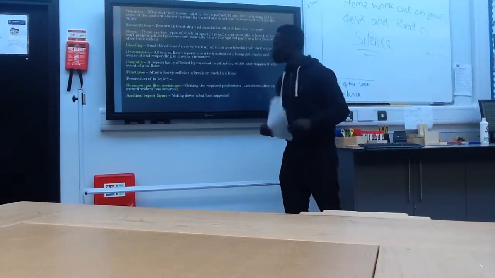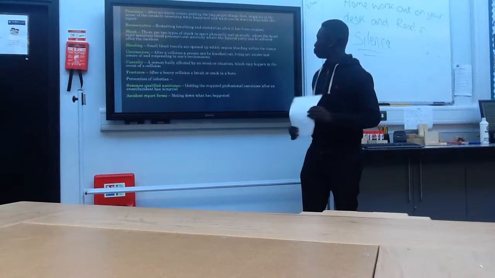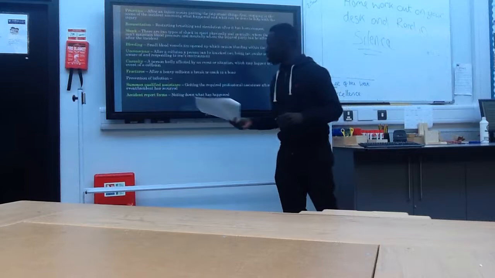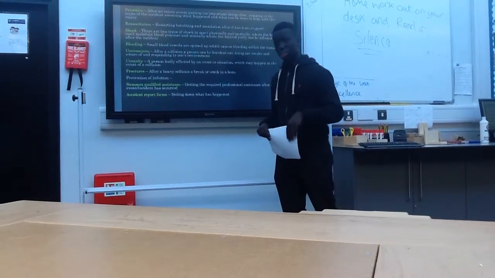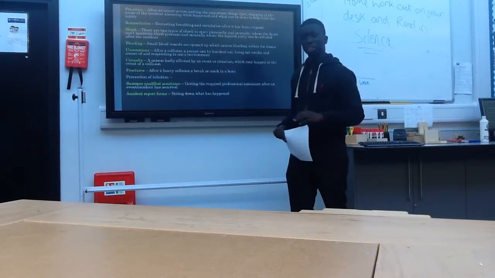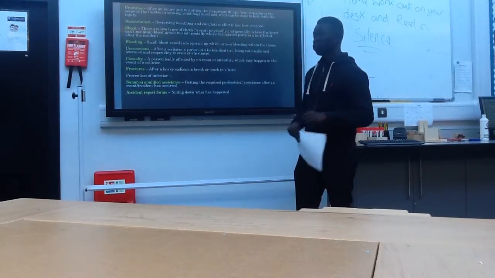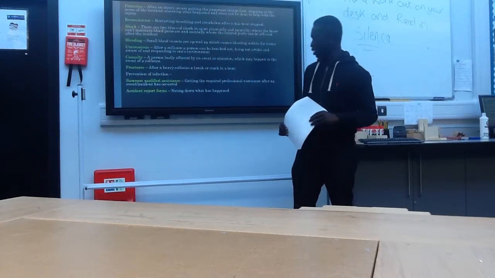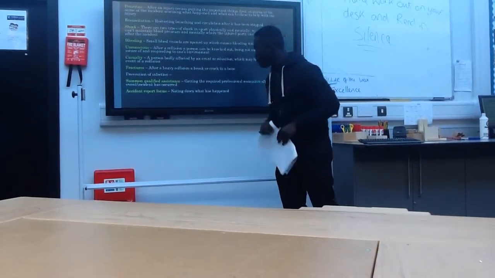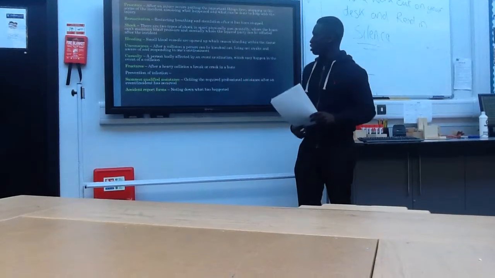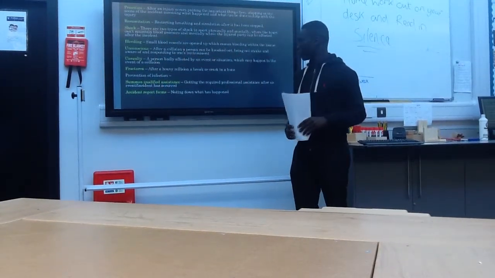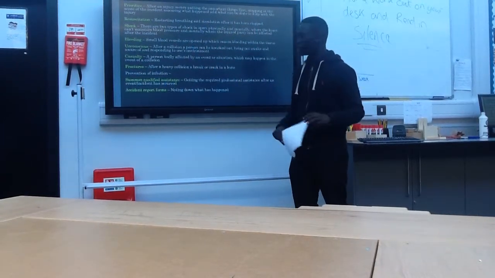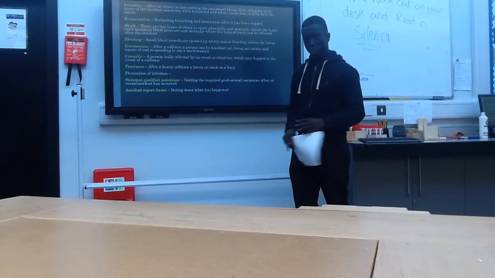Bleeding. Small blood vessels are opened up which cause bleeding within the tissue. This is to help in and aid recovery. Unconscious. After a collision, a person can be knocked out, not being awake or aware of the surrounding environment. Casualty. A person can be badly affected by an event or situation, which may happen in the event of a collision. Fractures. I've already spoken about fractures. A heavy collision can break or crack a bone.